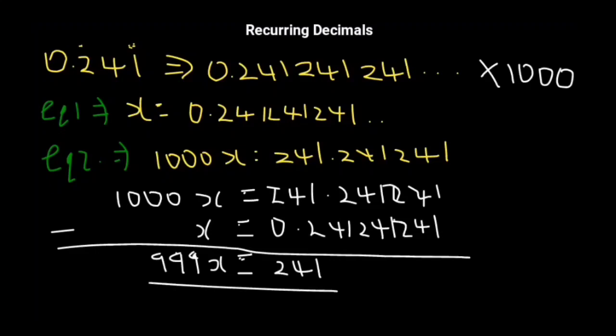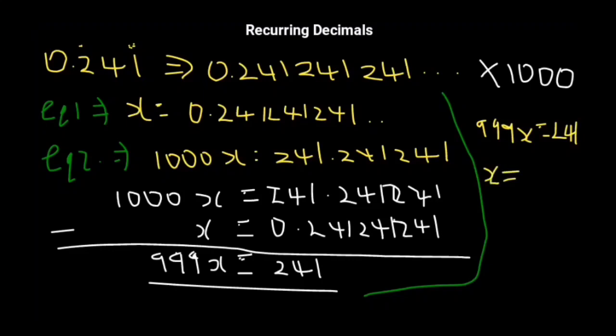And then we need to make x the subject of the formula. Rewriting that, we have 999x is equal to 241. To make x the subject of the formula, once again we divide by 999, so we have 241 divided by 999, which is our fraction. So our recurring decimal 0.241, with all three of our numbers recurring, converted to a fraction, is 241 divided by 999.